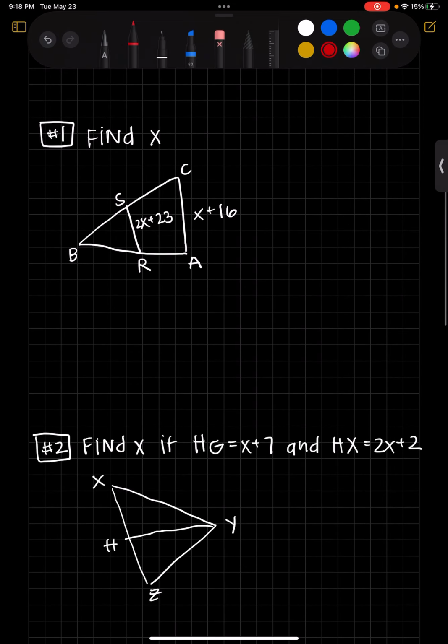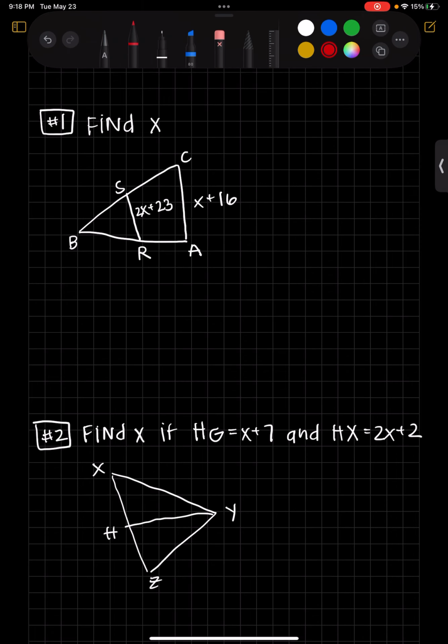The first example says to find X, and this is going to use that mid-segment theorem that we were talking about, which, because we know that it's the mid-segment theorem, we know that the line in the middle is equal to twice the line on the end. So the way that I can write it is, 2 times the line SR has to be equal to line CA. And then I'm going to replace the SR and the CA with what I know it is. So I'm going to say 2 times 2x plus 23 is equal to x plus 16.